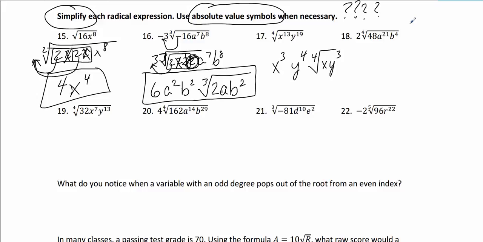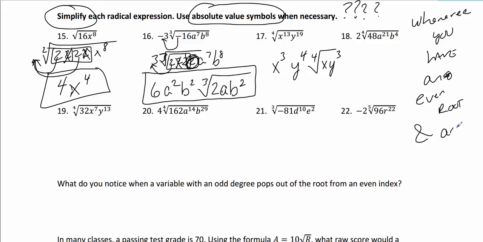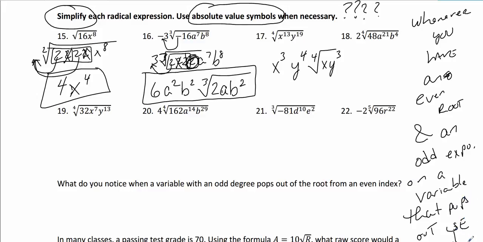Whenever, I guess I'll write it down. Whenever you have an even root and an odd exponent on a variable that pops out, use absolute value. And I'll put the bars there for absolute value.